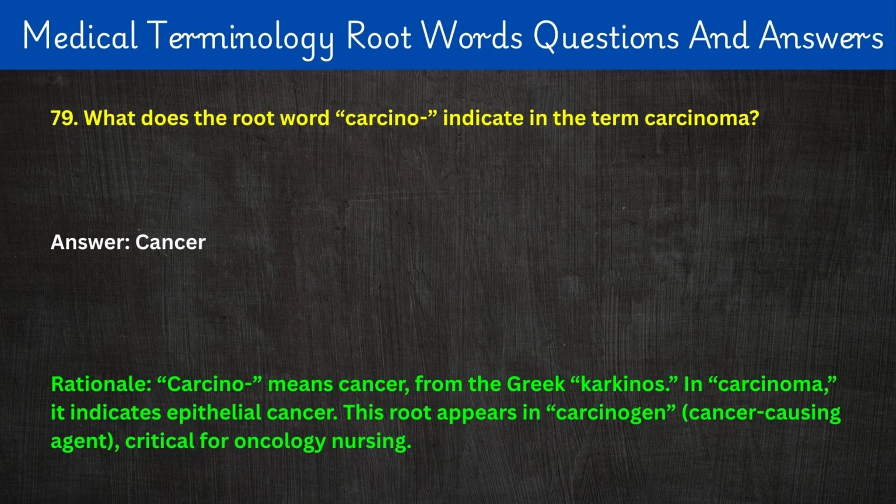79. What does the root word carcino- indicate in the term carcinoma? Answer: cancer. Rationale: Carcino- means cancer, from the Greek karkinos. In carcinoma, it indicates epithelial cancer. This root appears in carcinogen, cancer-causing agent, critical for oncology nursing.